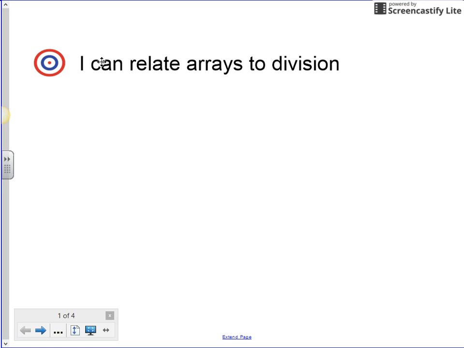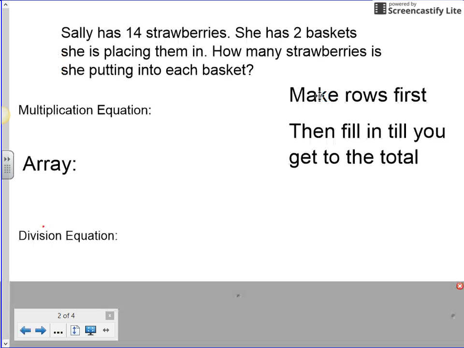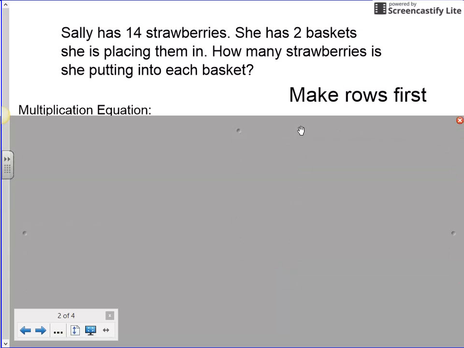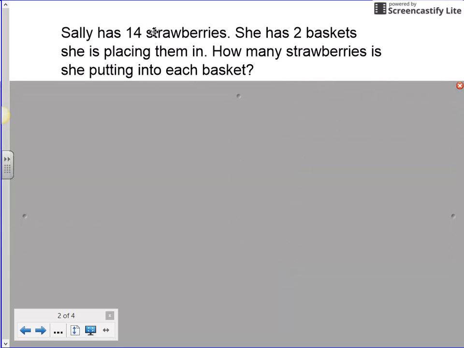Okay, today we're going to talk a little bit about division and arrays. What you'll be able to do is relate arrays to a division by the end of today's lesson. So first, let's look at a division word problem to see how we can make an array using division. We've talked about equal groups, repeated subtraction, and a number line. Now let's use our array strategy.